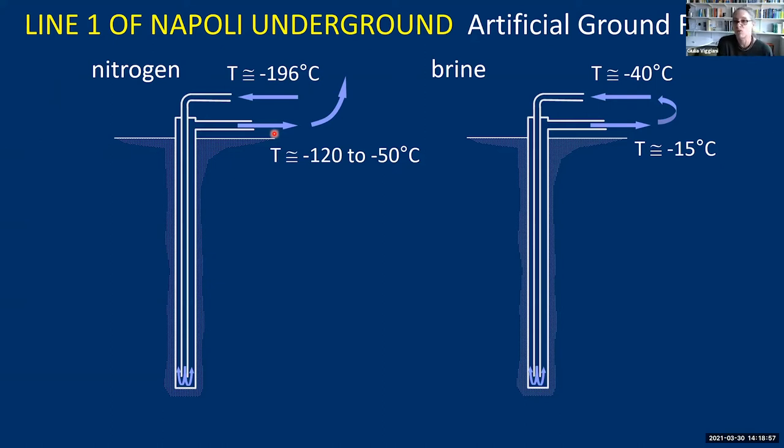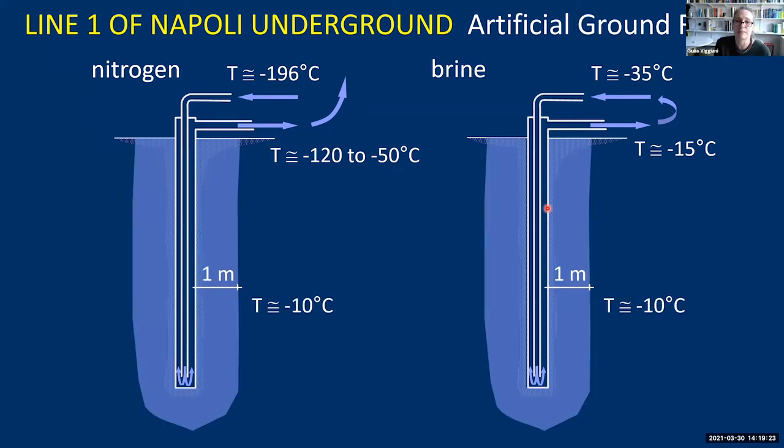Brine is a mixture of salt and water, essentially, which is inserted in the tubes at minus 40 degrees centigrade and comes out of the tube at about minus 15 degrees centigrade, but then is recirculated through a refrigeration plant. So the nitrogen is exhausted as a gas in the atmosphere. The brine is recirculated through a refrigeration plant.